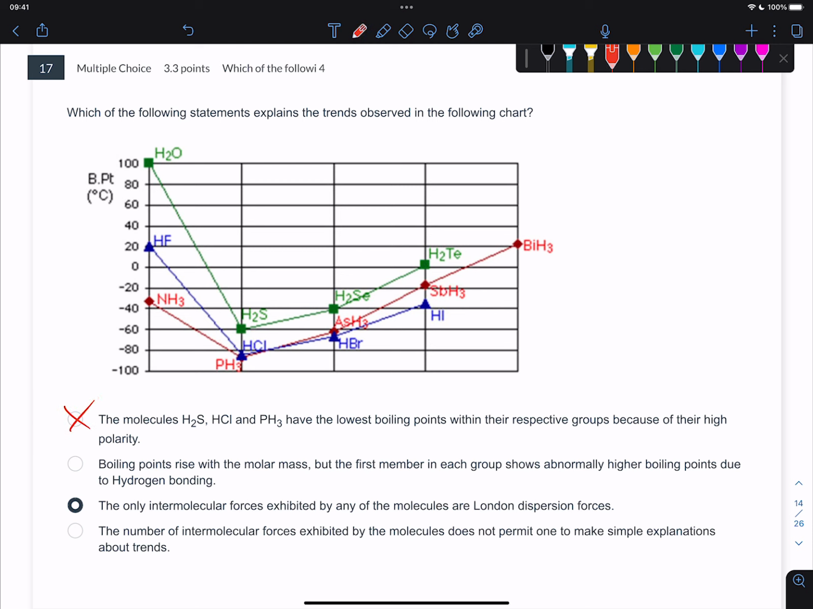The next one says boiling point rises with molar mass. That's true. Heavier things tend to have higher boiling points. But the first member of each group shows abnormally higher boiling points due to hydrogen bonding. So the molar masses are increasing as you go toward the right because they're getting heavier.